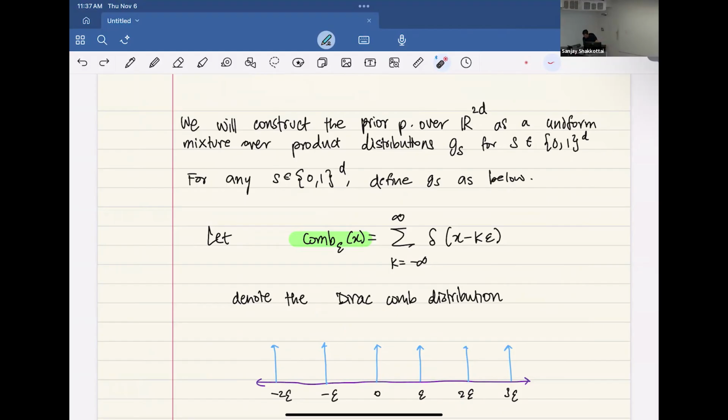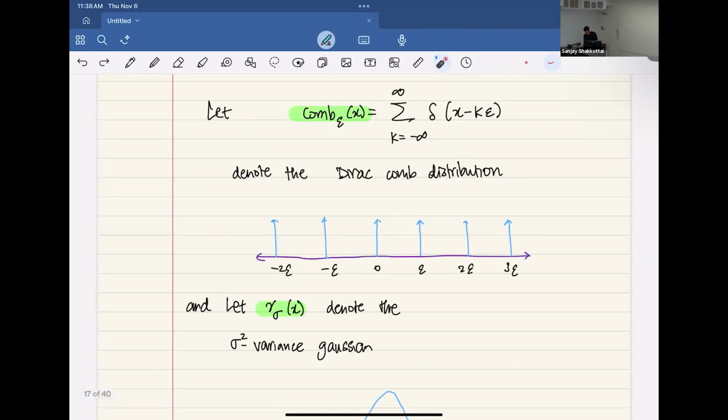Okay, so the prior P, this is what we're going to try to construct now, is a uniform mixture over a bunch of G sub S, where S's are d-bit strings. So first of all, P is over R to the 2D, right? Our one-way function was from R to the D to R to the D, okay? So for any specific bit string S, we're going to define a G sub S as below.